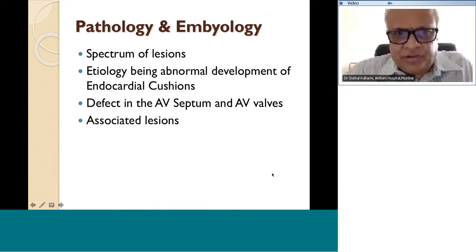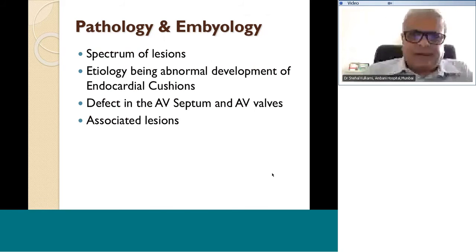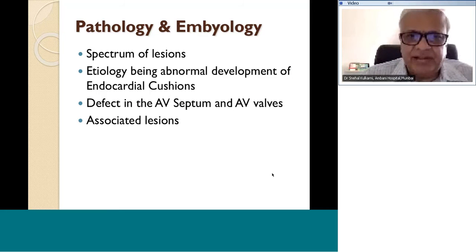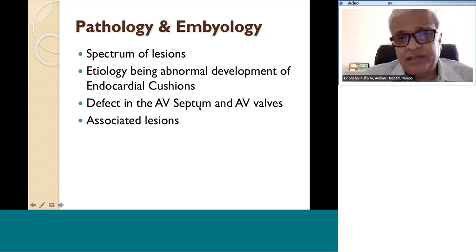Let's see the pathology and embryology of these lesions. It's actually a spectrum of lesions, the etiology being abnormal development of endocardial cushions, and there's a defect in the atrial septum, atrioventricular septum and AV valves, and many of them have got associated lesions.